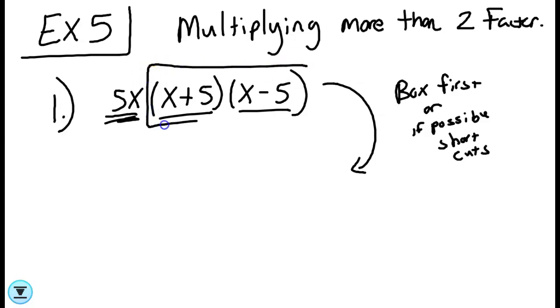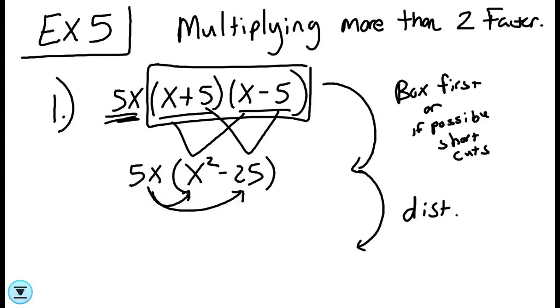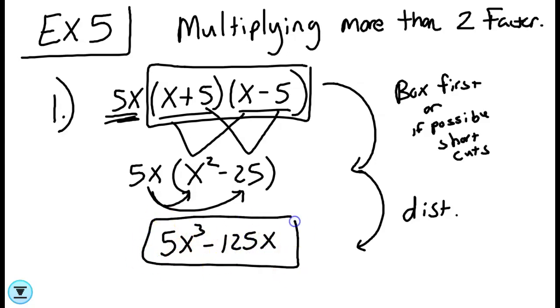So you tell me, is this a shortcut method or do I have to use the box? Well, hopefully you guys recognize that was our first shortcut method. So we could just do x times x, which is x squared, and 5 times negative 5, which is negative 25. After you do that, then go ahead and do your distribution if it's there. So now I would go ahead and distribute in to get my final answer.